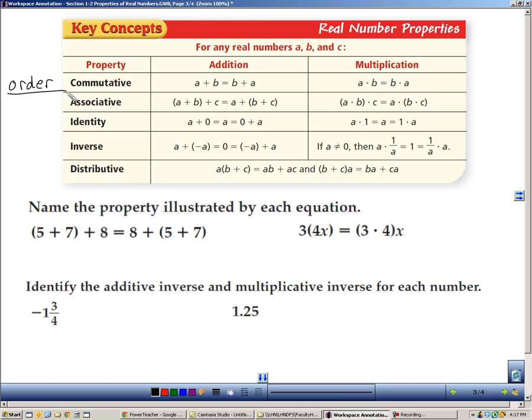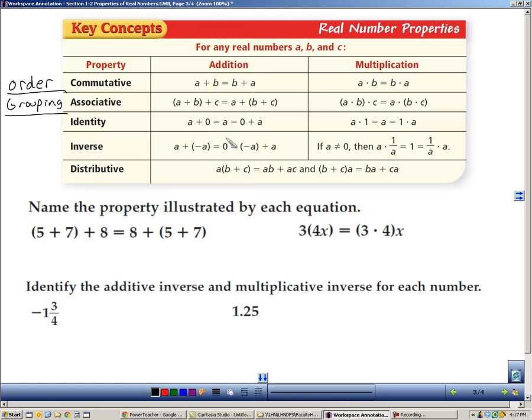The associative property is about the grouping. And as long as you're grouping all addition or all multiplication, it doesn't matter which two numbers you group together and add first or multiply first. The identity property is about starting with a value, in this case a, and adding a 0 to it and keeping the a. Likewise with multiplication, you start with an a and you multiply by a value, in this case 1, and you keep the same value. So the identity is about starting with a value and keeping that same value.